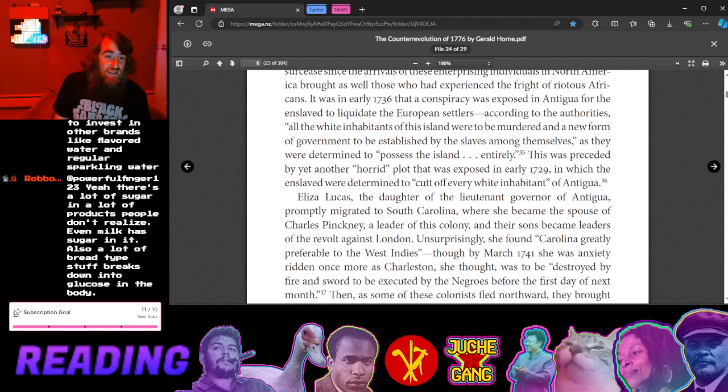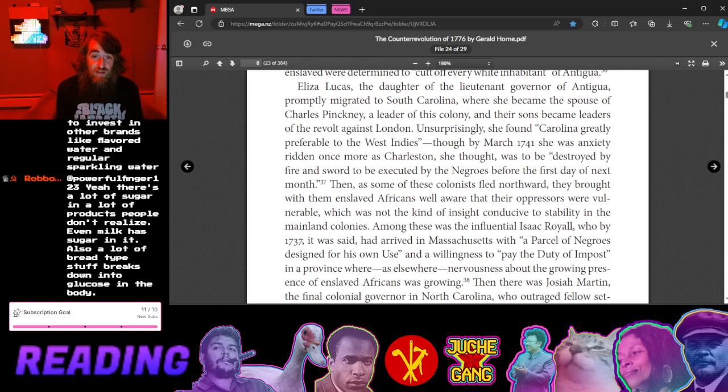It was in early 1736 that a conspiracy was exposed in Antigua for the enslaved to liquidate the European settlers, according to the authorities. Quote, "all the white inhabitants of this island were to be murdered, and a new form of government to be established by the slaves among themselves," unquote, as they were determined to possess the island entirely. This was preceded by yet another "horrid plot," quote unquote, that was exposed in early 1729, in which the enslaved were determined to cut off every white inhabitant of Antigua.